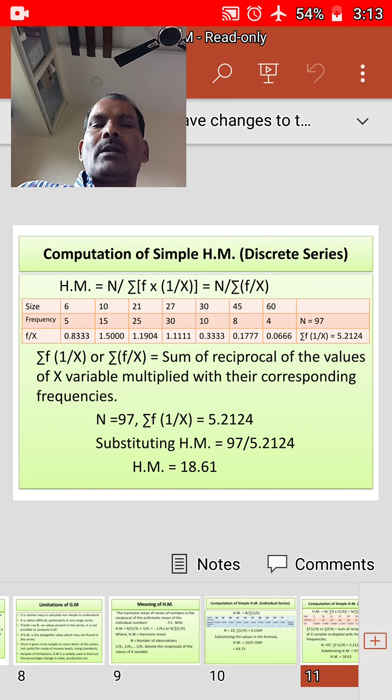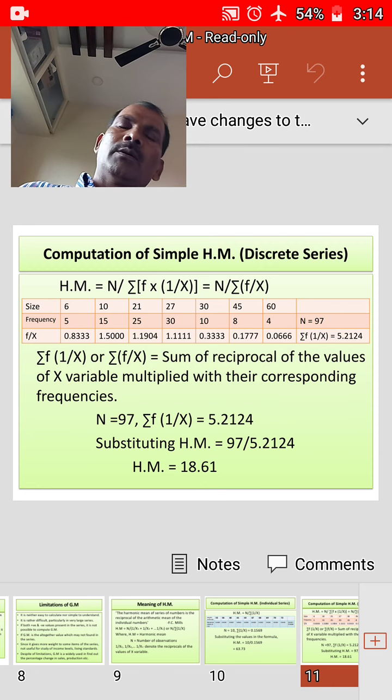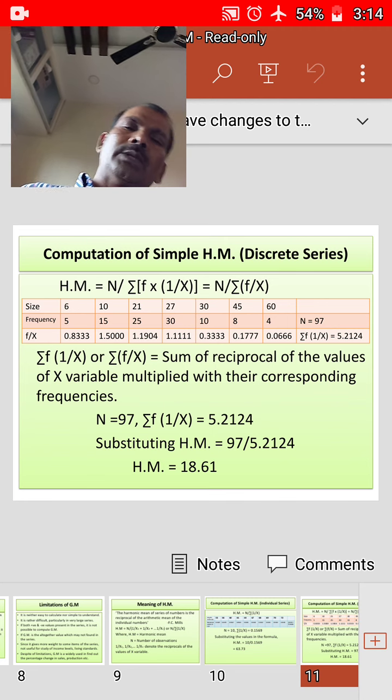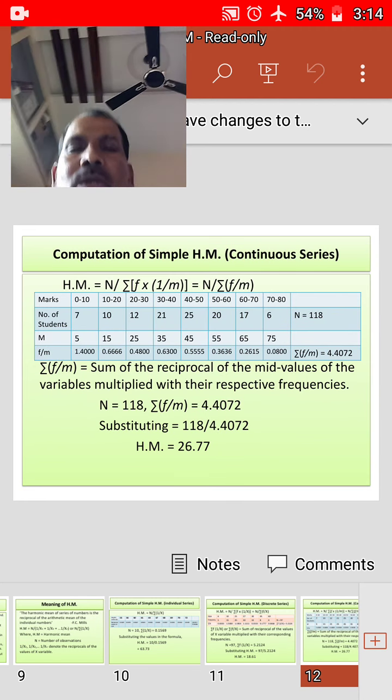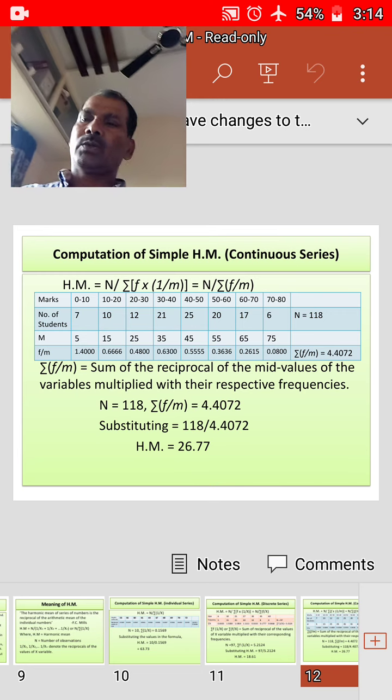Here sigma f into 1 by x, or sigma f by x, is equal to the sum of reciprocals of the values of the x variable multiplied with their corresponding frequencies. We got n value as 97, and sigma f by x as 5.2124. Substituting in the harmonic mean formula, we get 97 by 5.2124, so the harmonic mean will become 18.61. Okay, computation of simple harmonic mean for continuous series.